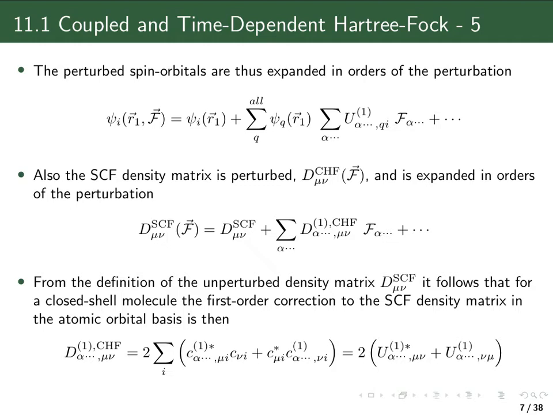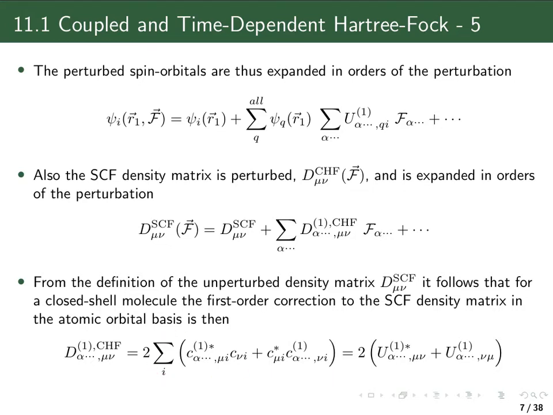We can also look at the density matrices, the Hartree-Fock SCF density matrix, here expressed in the atomic orbital basis, or in the basis of the basis functions, which of course is also going to be perturbed. So we get as the first term the unperturbed one, and then we get a first order correction. Comparing the expressions for the expansion of the orbitals and the density matrix, we can see that this first order correction actually looks like this.